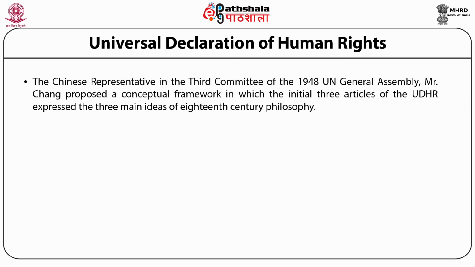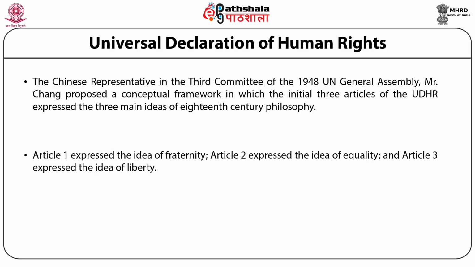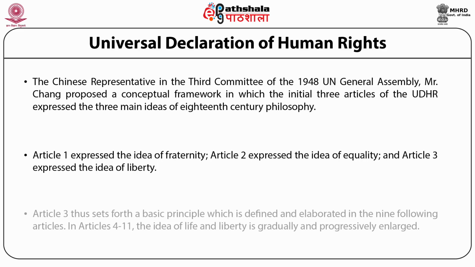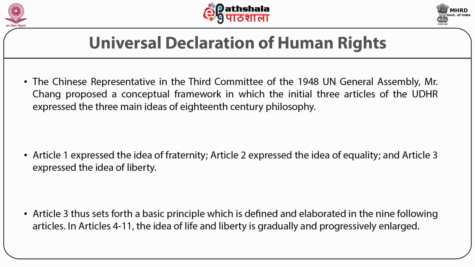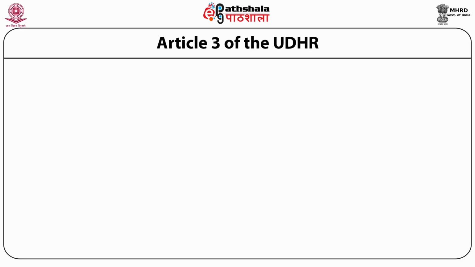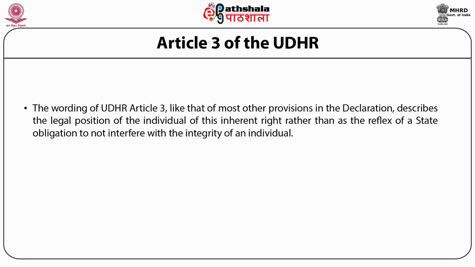Now let's come to the Universal Declaration of Human Rights and see what this declaration has to say on the right to life. Article 1 expresses the idea of fraternity. Article 2 expresses the idea of equality. Article 3 expresses the idea of liberty. Article 3 sets forth a basic principle which is defined and elaborated in the articles that follow. Let's look at the wording of Article 3 of the UDHR.